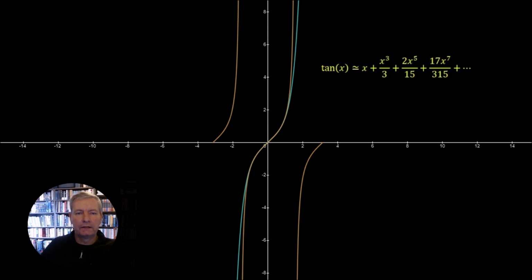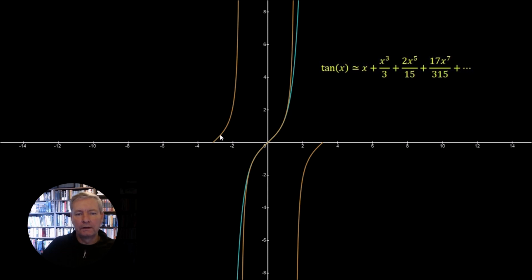Now let's look at generating the tangent function using the Taylor series approximation. This is the approximation here, and we're going to use the first 4 terms. I've got the tan function drawn out here in brown, and I have the approximation in blue from minus pi by 2 to pi by 2. So that's from plus 90 degrees to minus 90 degrees.